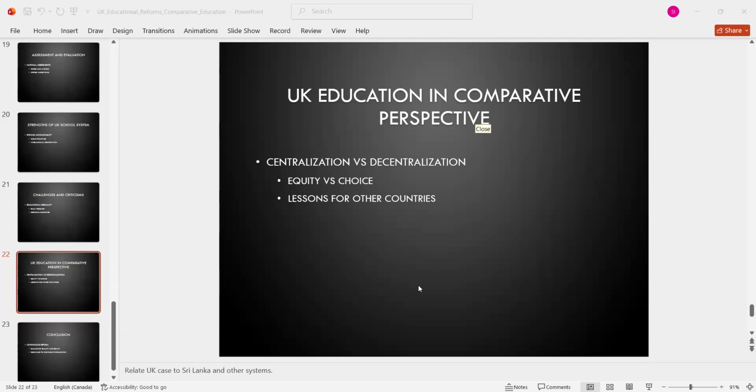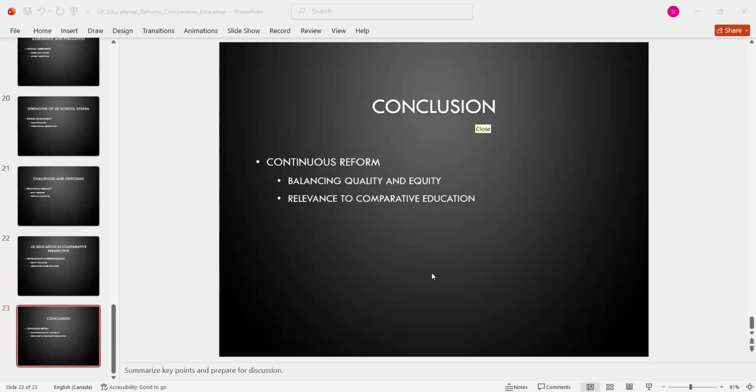UK education, so why is it internationally recognized? Equity versus choice and lessons for other countries, and continuous reform, right? In Sri Lanka, every 8 years they do reforms, but here you saw they had reforms very frequently. It's not mandatory to have a similar period. If they need any change, they can do it, right?